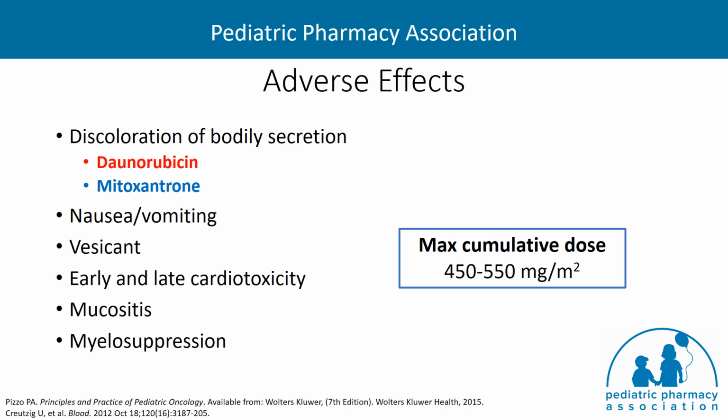Next, for some of our later onset toxicities, the first being cardiotoxicity, which is typically the most commonly remembered toxicity for this group of medications. It's important to note that this toxicity can be both early or late, although more frequently seen as later onset. Early cardiotoxicity typically presents through arrhythmias, either during the infusion or within a few hours after.